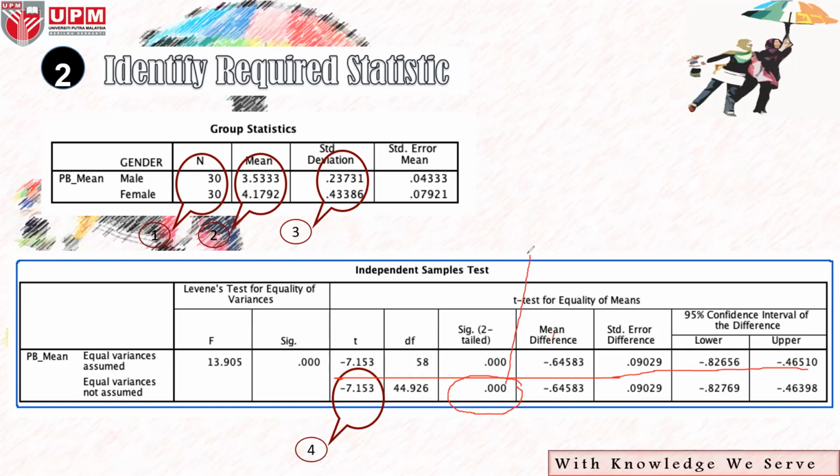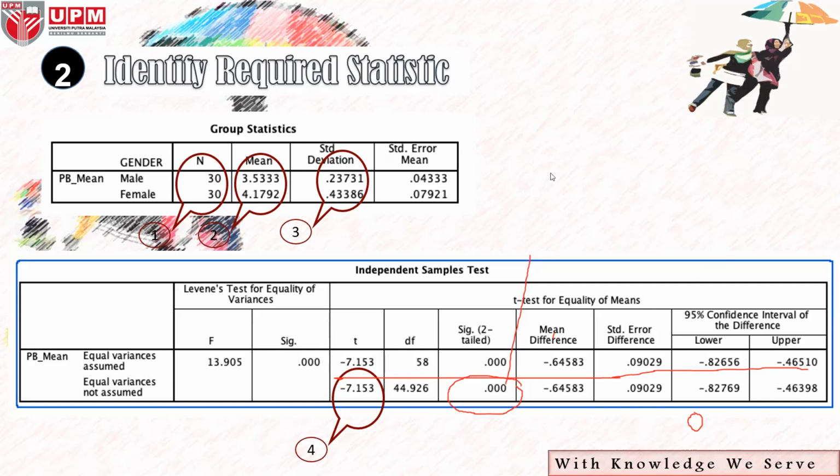So then we can double check our finding by referring to the 95% confidence interval. If 0 is located within the range of lower bound and upper bound, then the result is not significant. If 0 is located outside the range, then the result is significant. In this case, 0 is located outside the range of negative 0.827 to negative 0.464. So the result is significant.